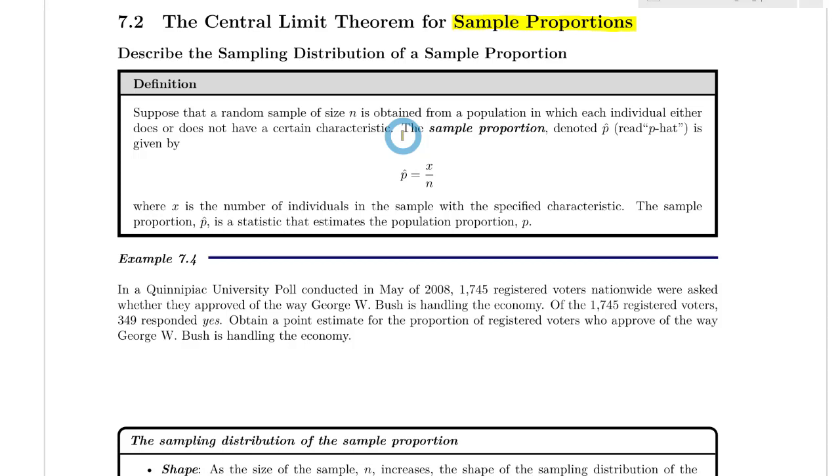So what is a proportion? A proportion is exactly what you think. It's the number with a certain attribute over the total number in the sample. So how many people have brown hair over the total number of people that I have in my sample. We denote a sample proportion as p hat.